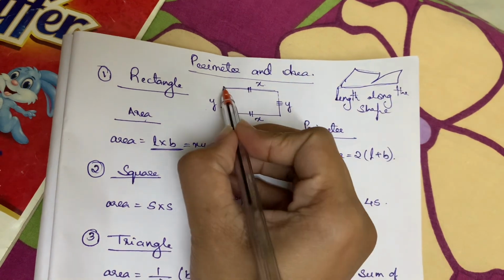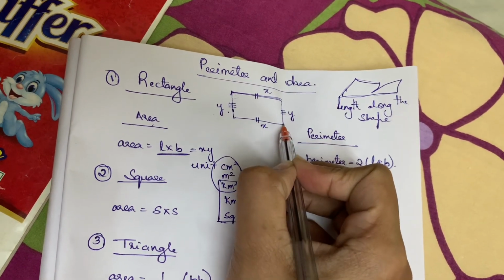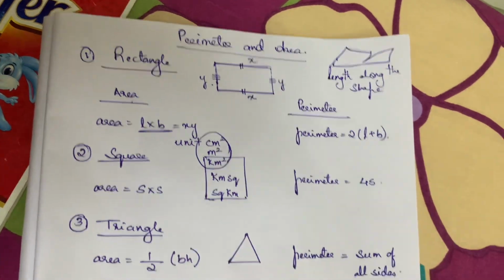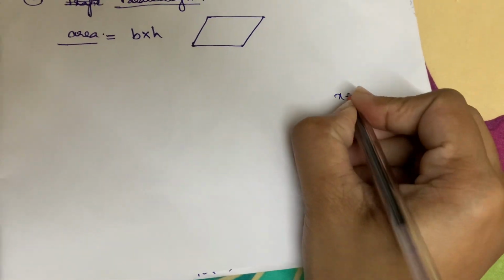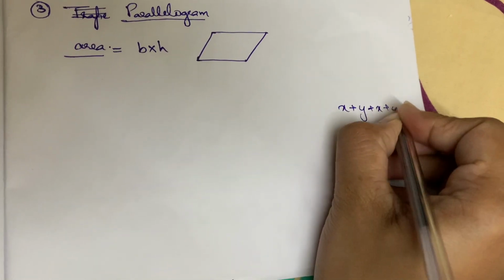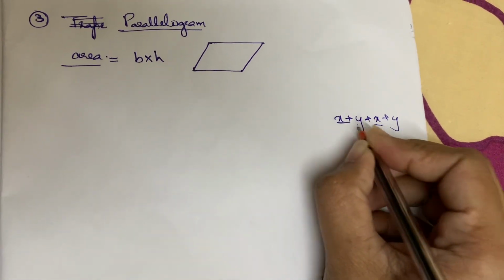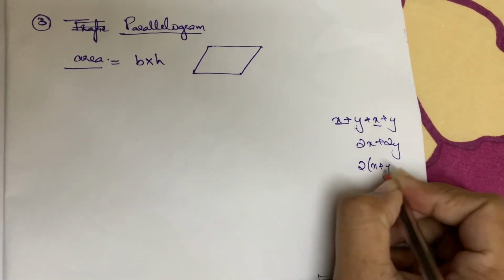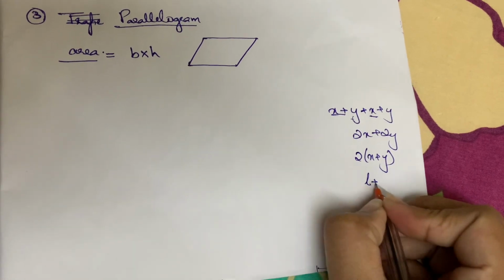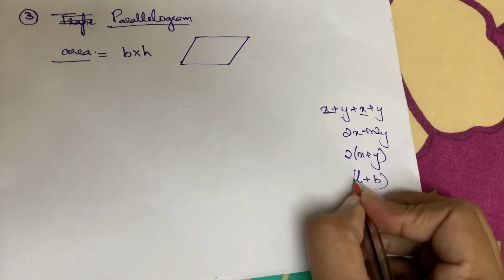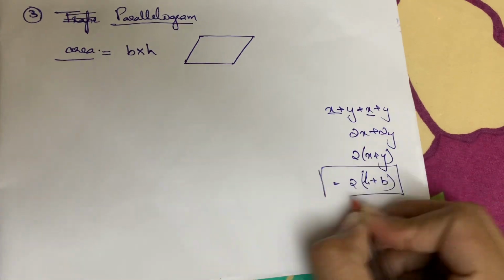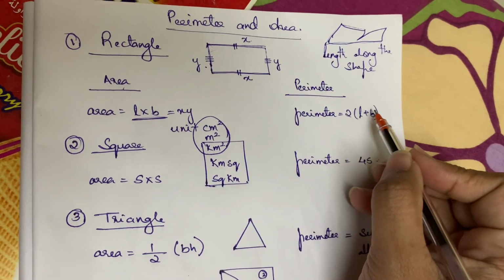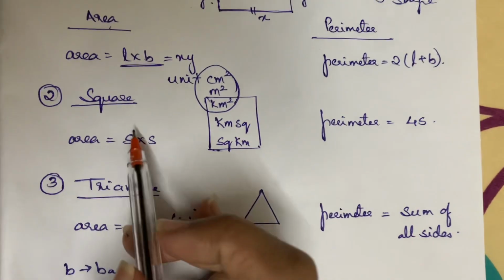So for a rectangle, if I start measuring x plus y plus x plus y, it becomes x plus y plus x plus y. x and x, 2x, y and y, 2y. So I'm taking this 2 common. It becomes 2 into x plus y. Now x is the length, breadth is y. So 2 into L plus b. This is how you get the formula. Most of us remember the formula for the rectangle: perimeter is equal to 2 into L plus b. That's it.